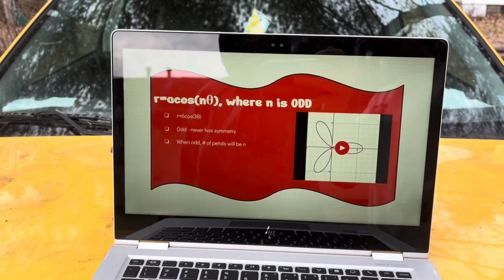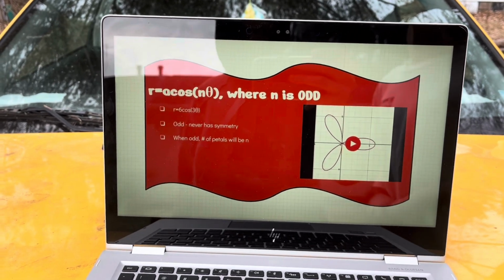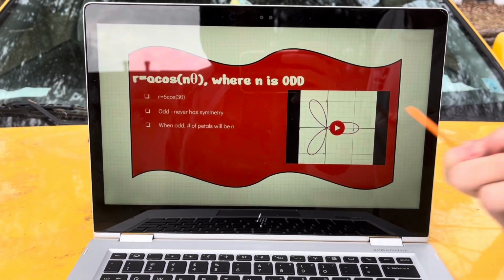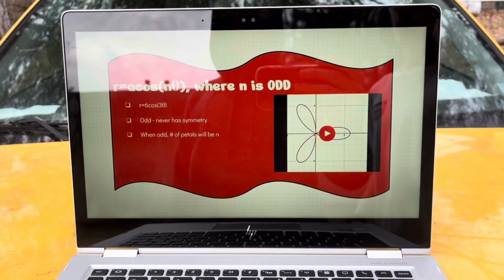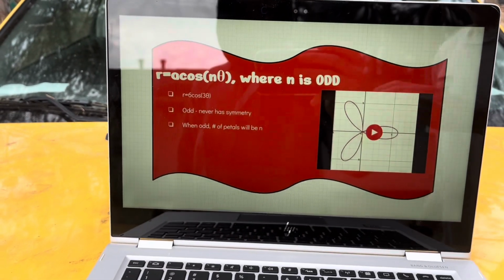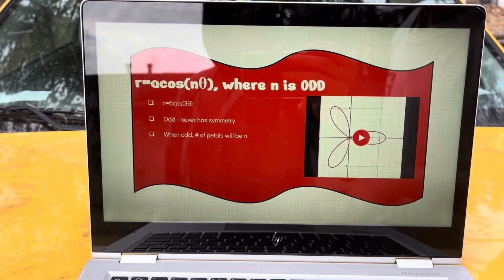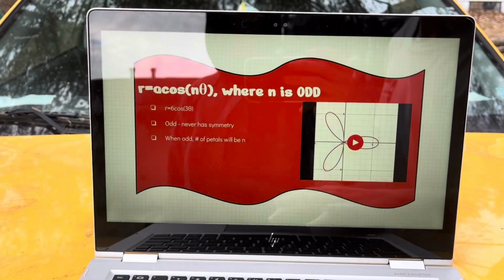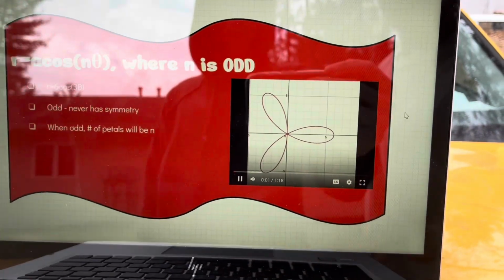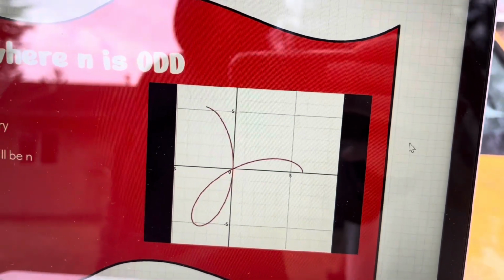So, a cosine polar petal equation where n is odd will look something like this, like I said. And the important thing to know about the amount of petals is n. Whatever n is, that's going to be the amount of petals. So if we look here, n is 3, that's going to be the amount of petals. Here's my little demonstration on what it should look like for you. That's how you would graph it.